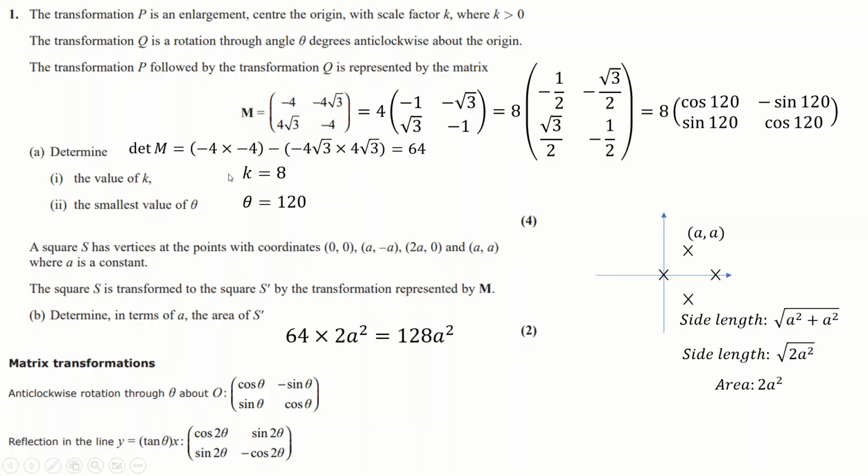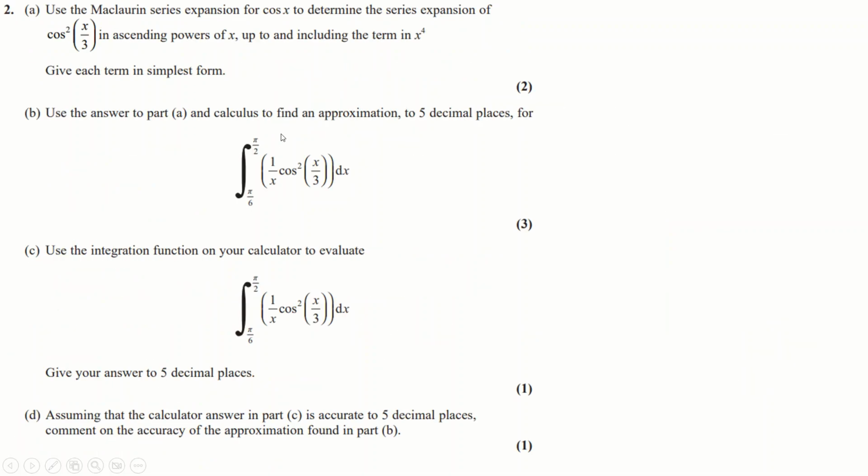Of course, if we already knew that the linear scale factor was 8, that meant that the area scale factor was 64, which we could have just used as well. But always good to do things in a couple of different ways, maybe.